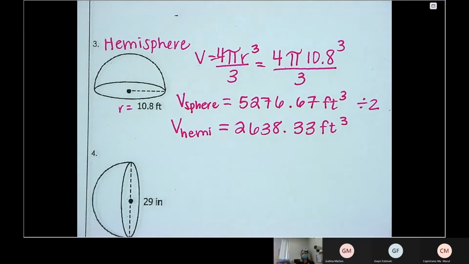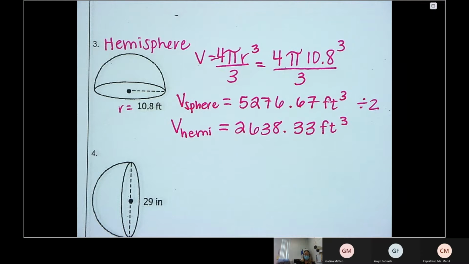All right, did you get that number? 2,638? Huh? 0.33? Did I write something wrong? Oh. You sure? Okay. All right, so the whole sphere was the 5,276, and then I take that number and divide it by 2, that gives me my hemisphere. So you still have the original formula, you just divide by 2 and you're done with it.